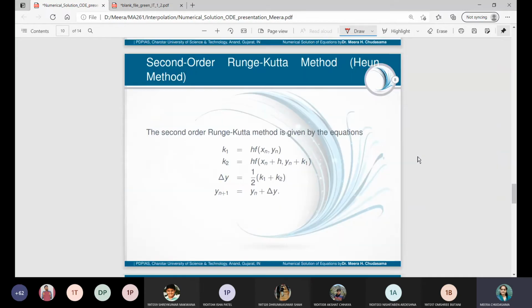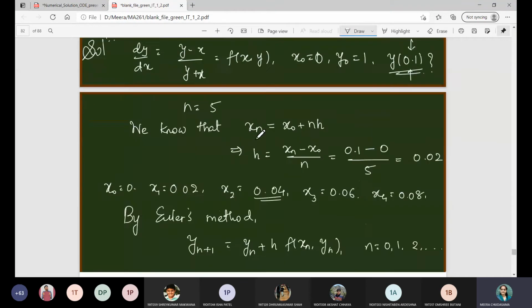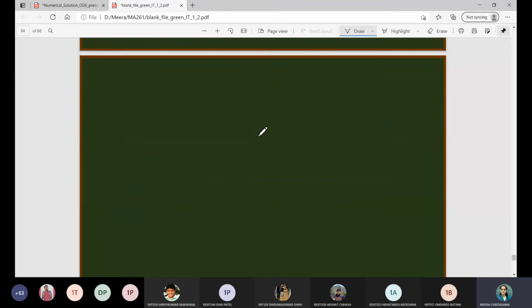And now let me consider this second order Runge-Kutta method first. The Runge-Kutta method is actually also called the RK method, by considering the initial letters. There are two methods, second order and fourth order. It is also called Heun's method, right? So basically we are going to consider the formula directly, because considering the theory part would become very tedious. So in each and every case, whenever we do RK methods, we directly give the formula, right? So what is the formula for the RK method? Let me show you.